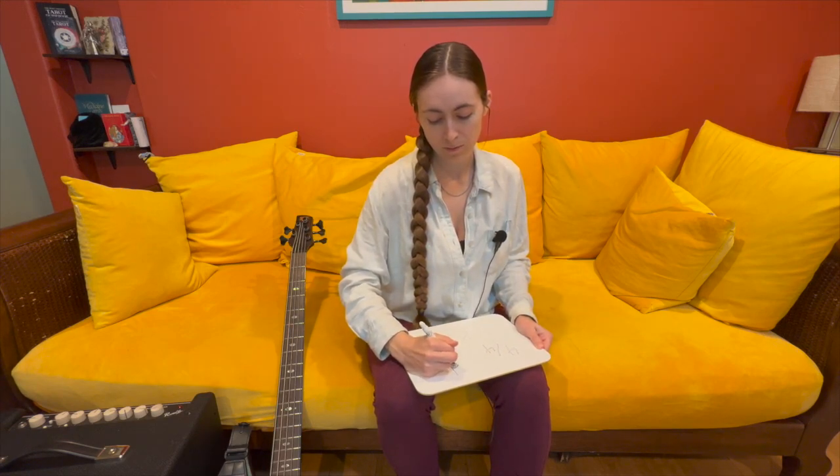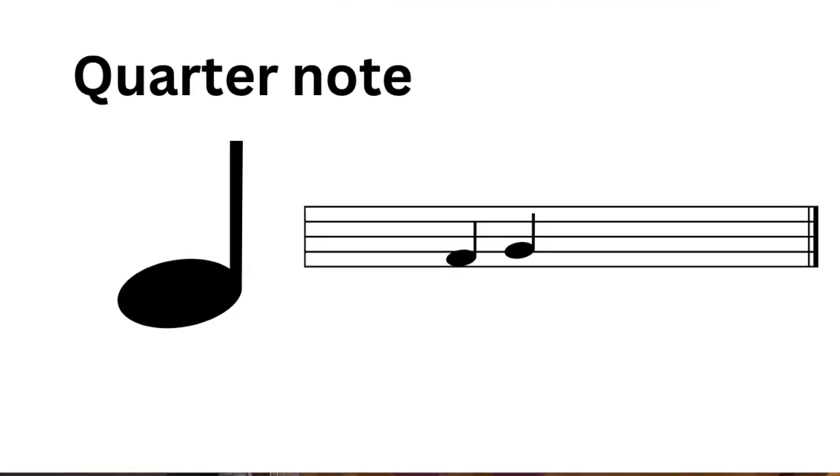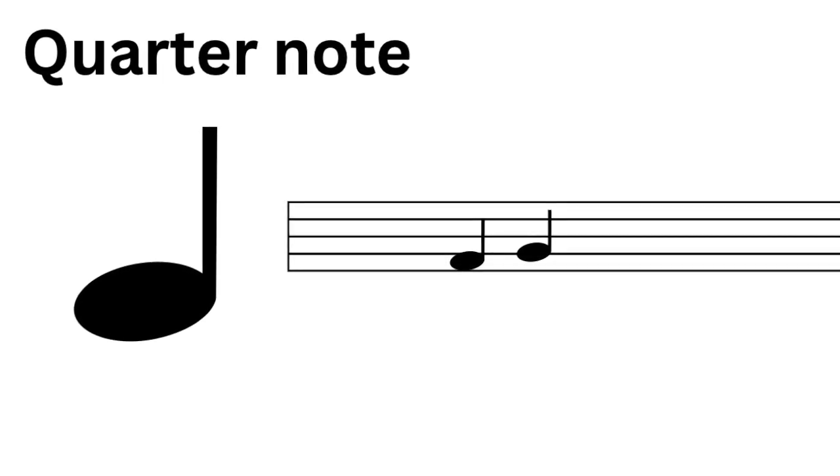If your time signature is a 4 at the bottom, like 4/4, then a quarter note is worth 1 beat. That's what it looks like. We're going to go into different note values later, but for now, let's just worry about 4/4 time signature and quarter notes. Next, I'm going to show you what I mean in real time.